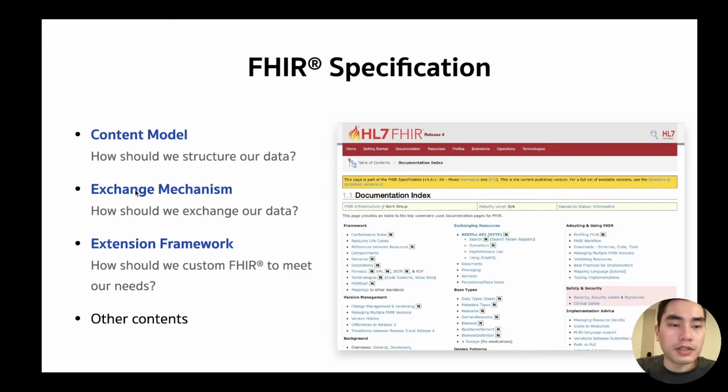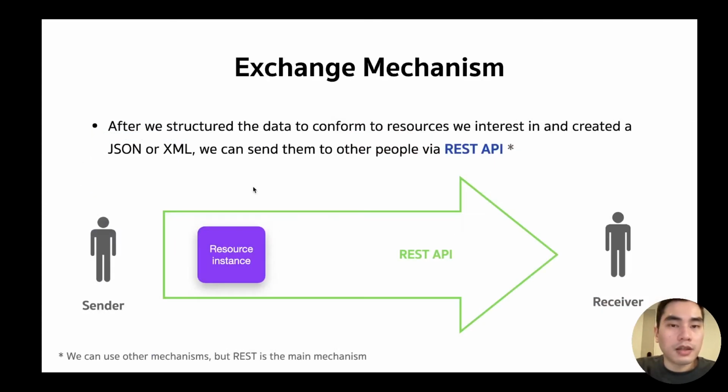The next group is the exchange mechanism. After we structure the data to conform to a resource that we are interested in, and we create JSON or XML, we can send this JSON or XML to other people via the REST API. I have a minor asterisk here to tell you that actually we can use other mechanisms, but REST is the main mechanism. It's like in this picture.